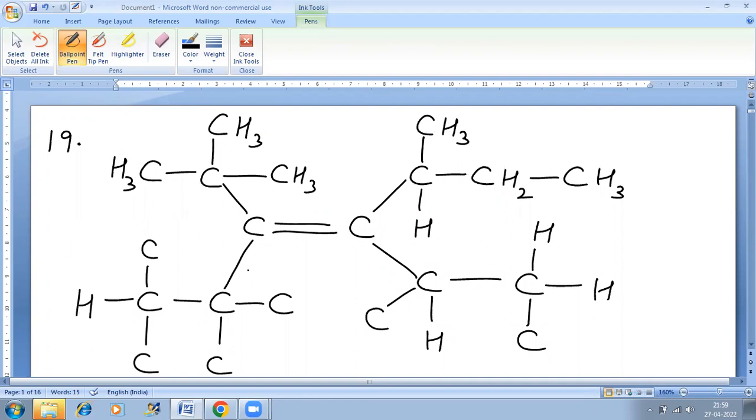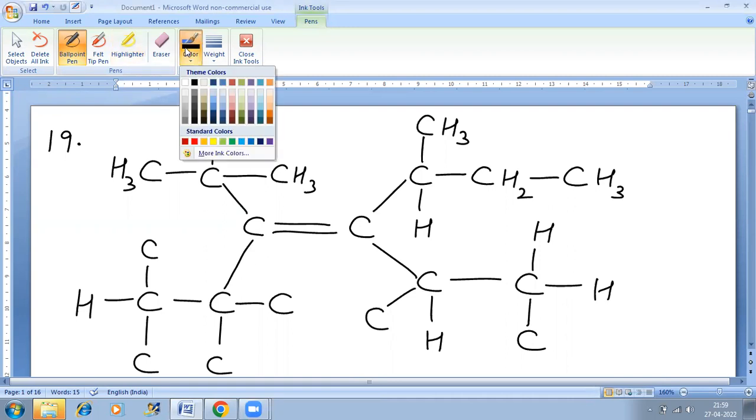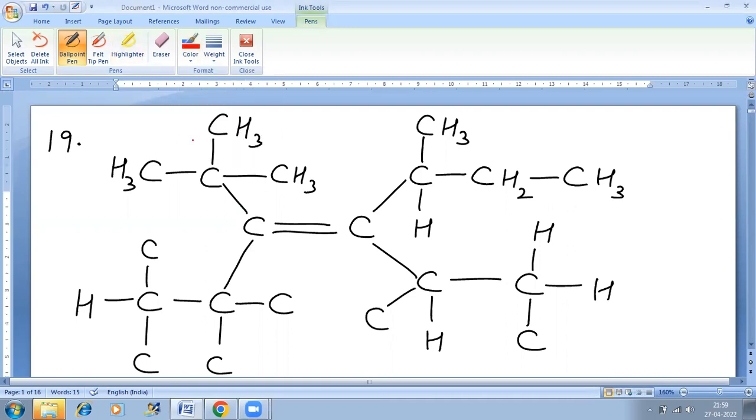I have added the dummy atoms. So all those things I have done. You can have a look. And now we will start assigning the priorities. So let's start comparing. If I start comparing, then I can see that here it's carbon, here also it's carbon, carbon, carbon, carbon, carbon. Again here carbon, carbon. So till here everything is same. There's no difference. After this difference starts.